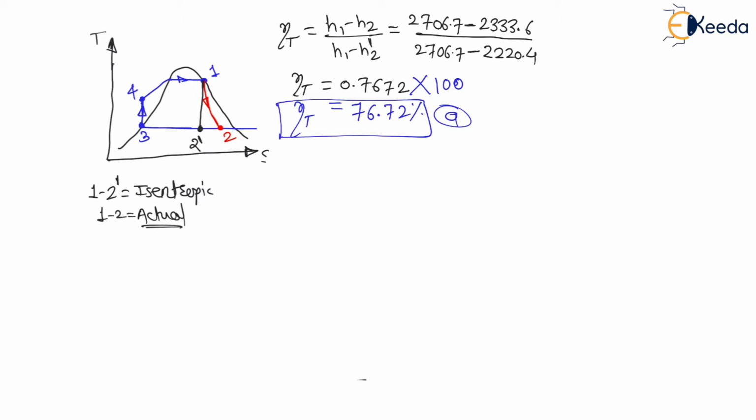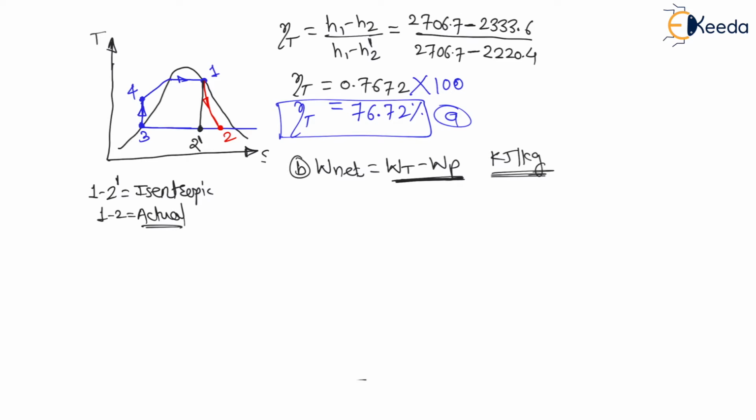Now my dear students, let us solve the second question. That is question number B. Question number B is to find net work, and net work is nothing but, my dear students, work of turbine minus work of pump. And here turbine is from 1 to 2 and pump is from 3 to 4. So first of all we have to find work of turbine and work of pump. Now my dear students, here if I put enthalpies in kilojoule per kg, this answer will be in kilojoule per kg.